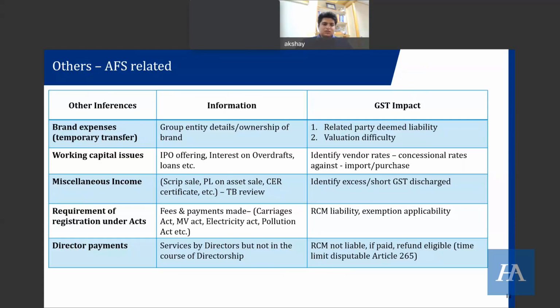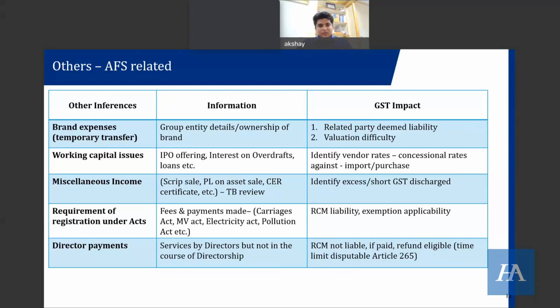Working capital issues: generally, if you see IPO offerings, high interest on overdrafts, a big amount of loans, then you can identify that the entity has working capital issues. Why is this important? Once you identify that the entity does have working capital issues, you can then verify how they are paying the vendors. Are the vendors' GST rates accurate? Is there a concessional rate which is possible against your imports, your purchases? And therefore reduce the working capital implication for the entity through indirect taxes.